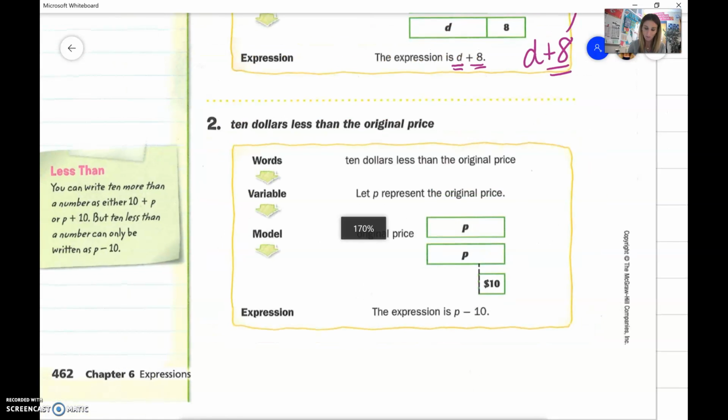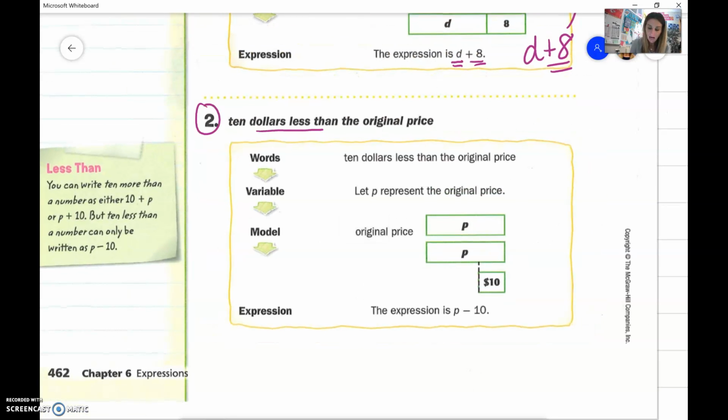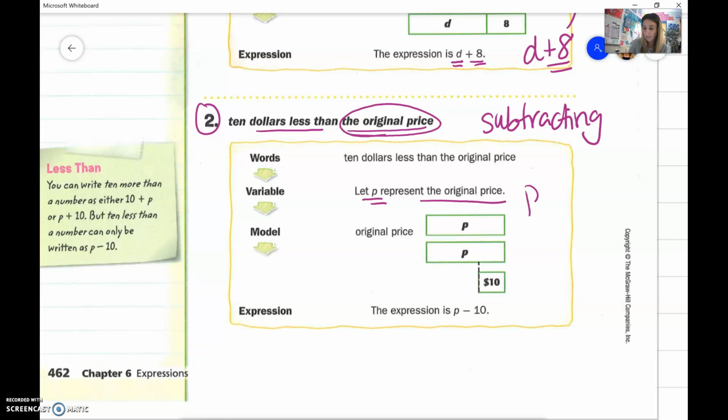Okay, let's take a look at number 2. It says $10 less than the original price. So 10 less than. So less than we should know that means that we're going to be subtracting because of that keyword less than. So what don't we know? We don't know the original price. So we're going to let P represent, so P equals the original price. Okay, this is defining the variable, which you will have to do, so you might as well just write it down. So we know we're going to take the original price and we're going to minus 10 because it is $10 less than the original price.